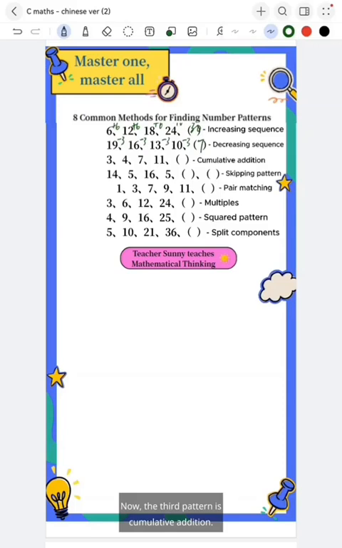Now the third pattern is cumulative addition. With cumulative addition, the sum of the previous 2 terms equals the next. So 4 plus 7 equals the next term, 11. Adding 7 to 11 gives the next term 18.